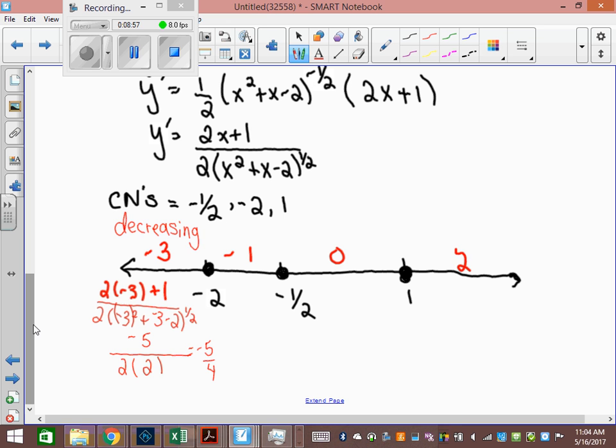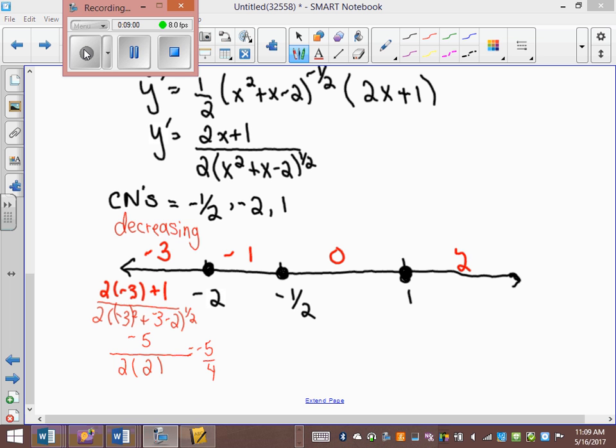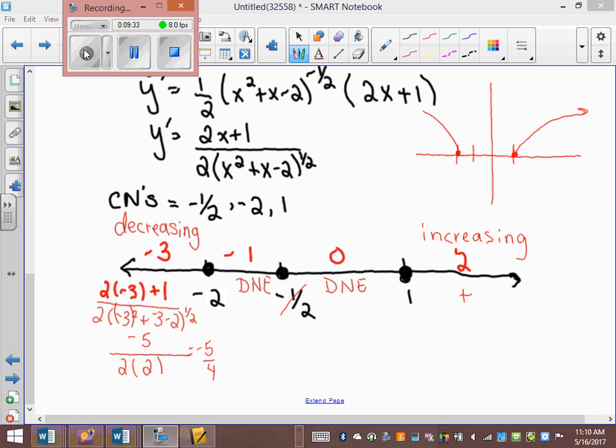You do the other 3. When you plug in negative 1, you're going to get nothing. It's going to be does not exist. When you plug in 0, you get does not exist. If you plugged in negative 1/2, you find out it actually isn't on there. It's not a critical number. And when you plug in 2, you're going to get a positive, so you're going to get increase. Because your graph looks like this at 1, and then it goes like this. And at negative 2, and it goes like this. So it's decreasing to here and increasing to here.